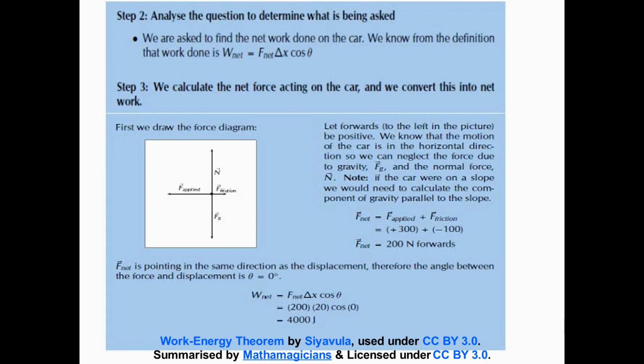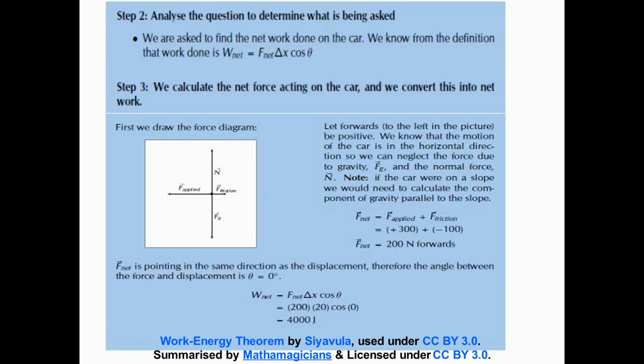Now pay attention over here, we draw a force diagram. They have actually drawn a free body diagram for you, and they have still denoted the forces. We know there's no work done by the normal and the gravitational force, so those can be omitted. But there's work done by the force of friction and by the applied force. They tell us to let forwards, to the left in the picture, be positive. We know that the motion of the car is in the horizontal direction, so we can neglect the force due to gravity, Fg, and the normal force, N.